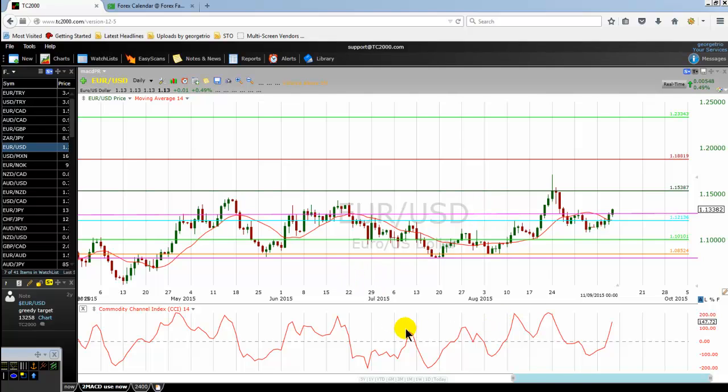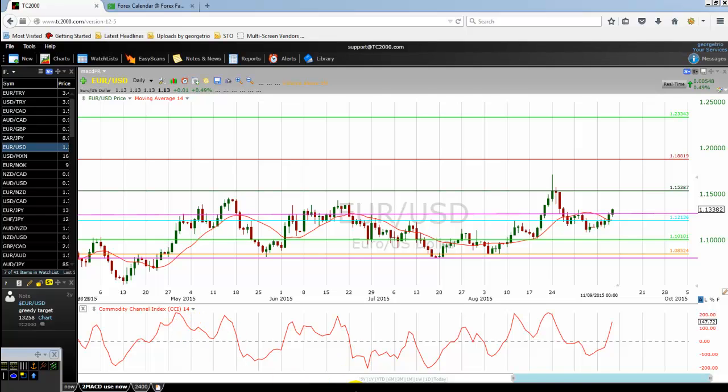Let's get started, okay? I have on my chart here the CCI period 14. The CCI stands for the Commodity Channel Index. So I have here the Commodity Channel Index indicator, period 14. I have also on my chart the simple moving average period 14. Why do I place on my chart the moving average period 14?